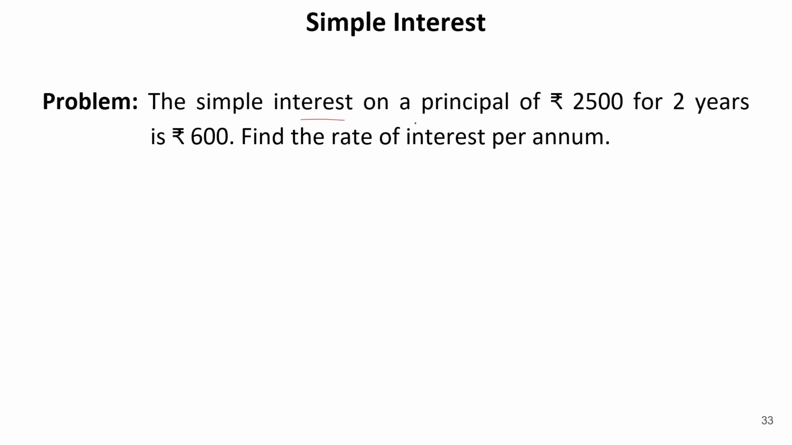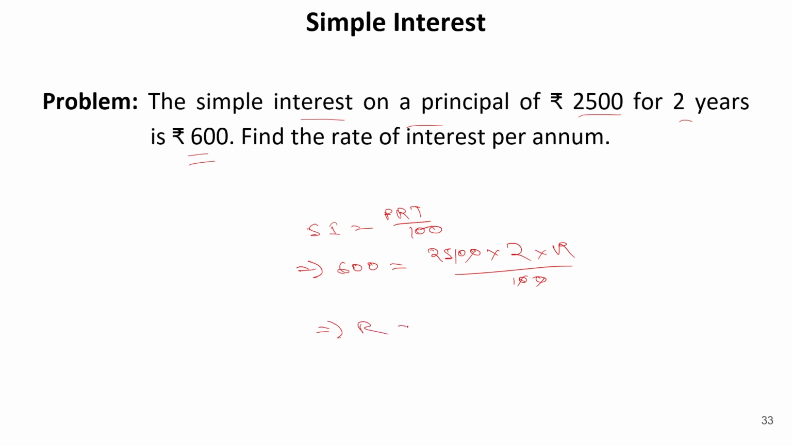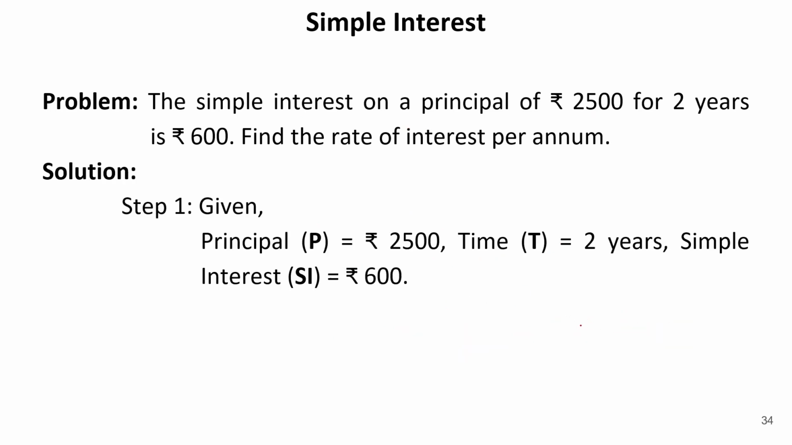So the simple interest on a principal amount of 2500 for 2 years is 600. So SI is equal to PRT by 100. So this implies that SI is given as 600 and P is given as 2500 into T is given as 2 and R is unknown here, by 100, right? So cancelling these 2 zeros, what we are left with is R is equal to 600 by 50. So this will be equal to what? 12, right? So 12% per annum is the correct answer here.